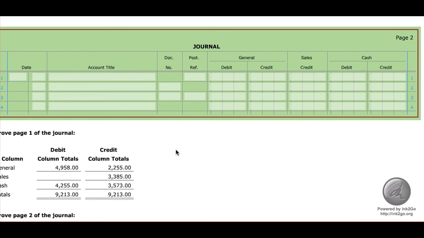All right, so we've done proving and ruling page 1 of the journal. Now we're going to continue on to the next direction, which says use page 2 of the journal to journalize the rest of the transactions for April.